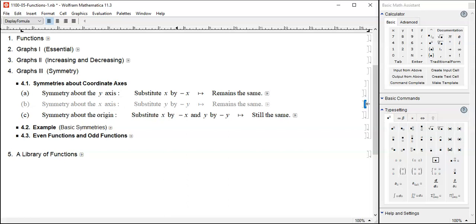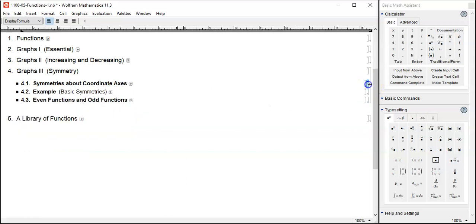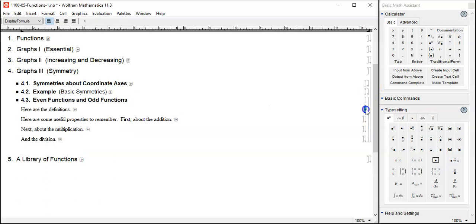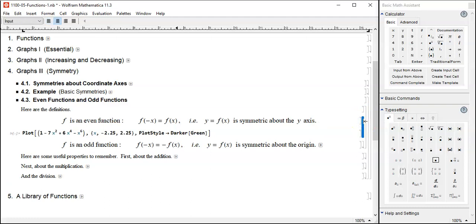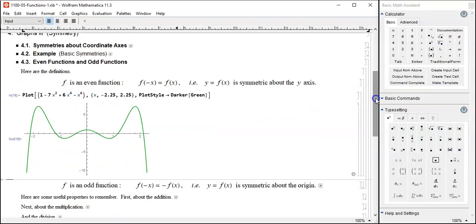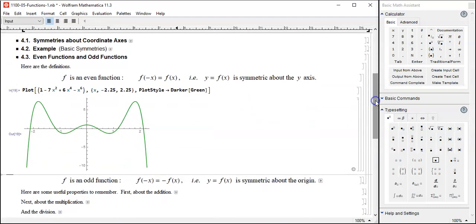The symmetry about the y-axis, that's important. That's even function. Symmetry about the origin, that's also important. That's the odd function. There are some properties here, and the definitions are there. Let's see, do we have any further explanation? No, not further explanation, just example.